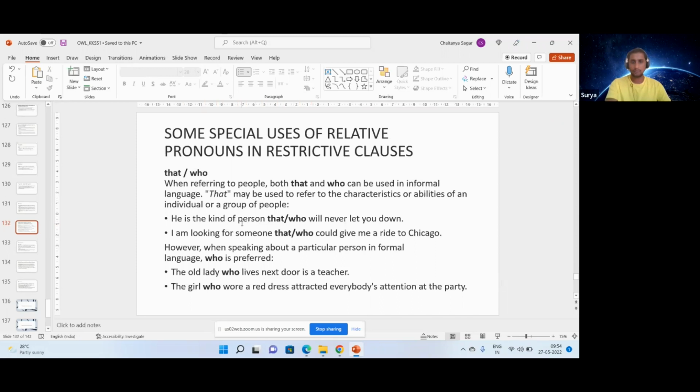You see, he's the kind of person that will never let you down. So that is not actually referring to the kind of person; you're basically describing characteristics here. You could say he is the kind of person who will never... So you're basically talking about the person only, but the highlighted thing is the characteristics or his ability. That is also an important gist of the sentence here.